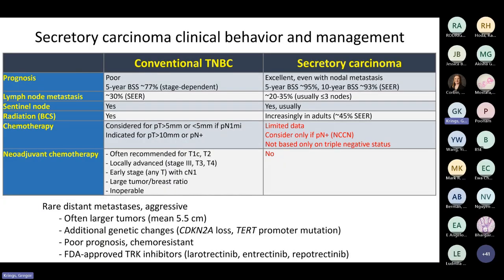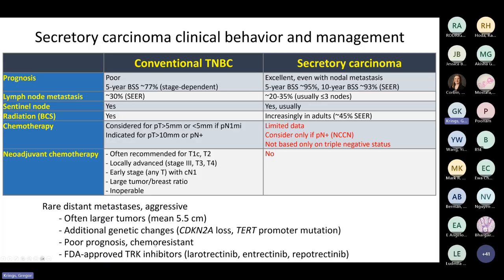If you look at the rare tumors that have been published in the literature, they tend to be larger than the non-metastatic tumors with a mean size of 5.5 centimeters. And those that have been analyzed molecularly tend to have additional genetic changes, including in several cases CDKN2A loss. This is the tumor suppressor P16, as well as mutations in TERT promoter, suggesting that these additional genetic changes in the tumors may help drive that more aggressive phenotype. When they do metastasize, these patients tend to have poor prognosis.